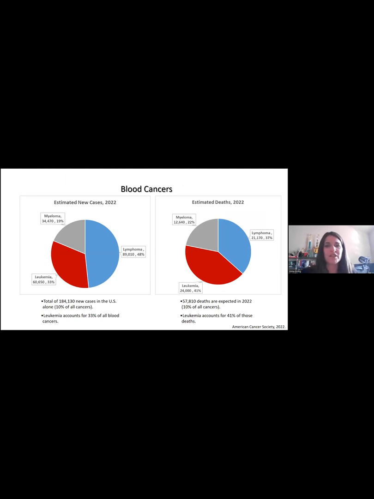So I'm going to switch gears and talk a little bit about blood cancers. In the United States alone in 2022, approximately 185,000 new cases of blood cancer are expected to be diagnosed, which will result in roughly 60,000 deaths. Leukemia accounts for about 33% of all of those blood cancers, but 41% of those deaths.